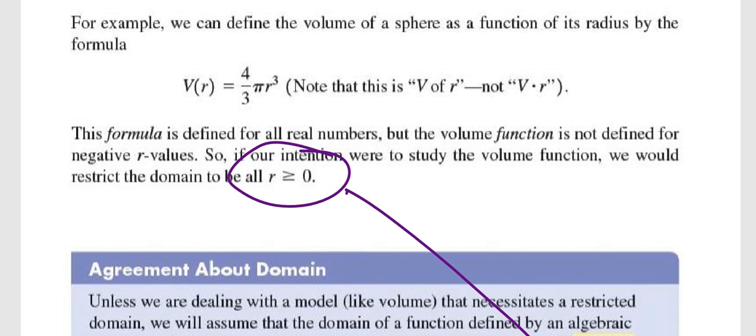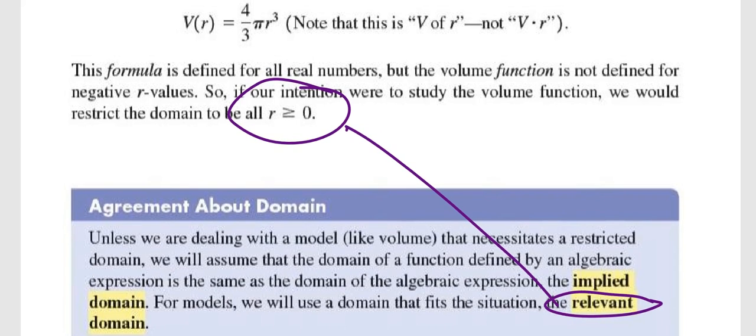For instance, this is the volume of a sphere formula, and it's true that you can plug any number in the universe in for R. There's no restrictions on raising something to the third power. Then you can take that number times pi. Then you can take that number times 4/3. So that would be called, in this purple box you see here, the implied domain. So the implied domain for this would be all reals.